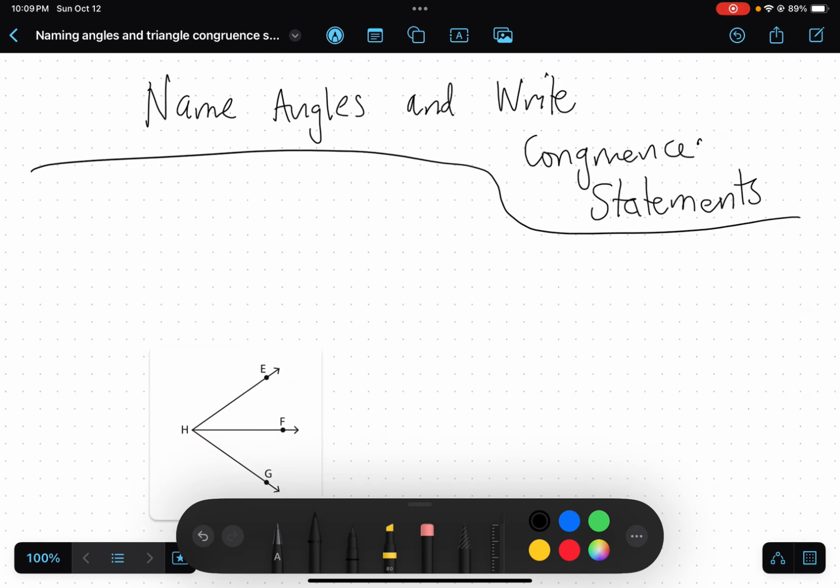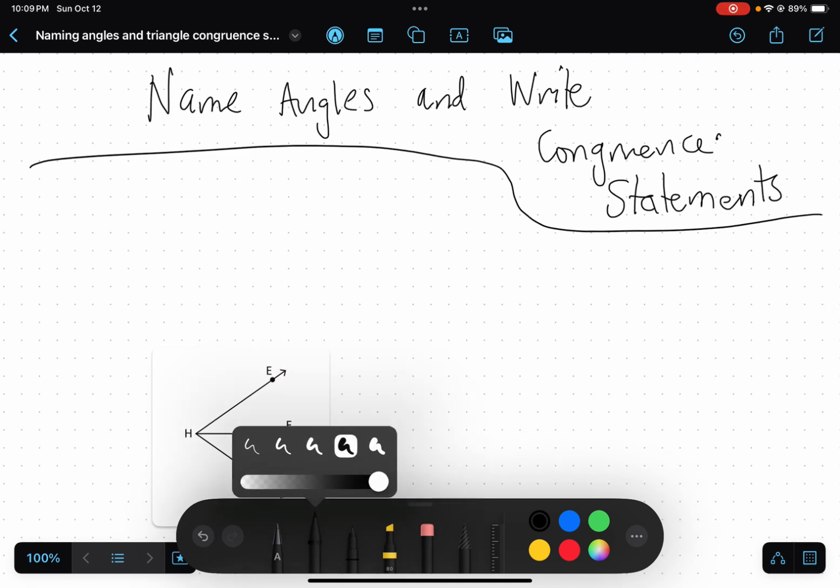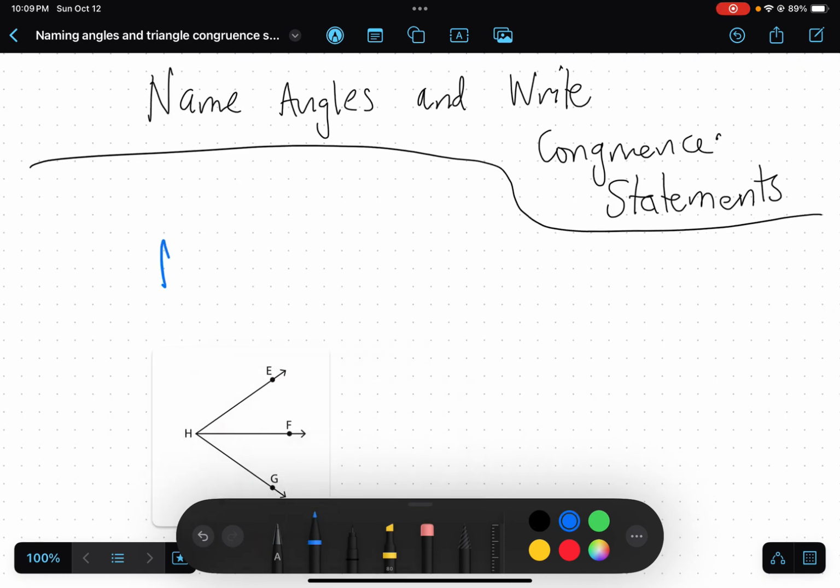Okay, so let's start with naming angles. It sounds kind of like a weird lesson title, but I want to just make sure you guys know the details so we can do it correctly in class. Okay, so let's start with this example.